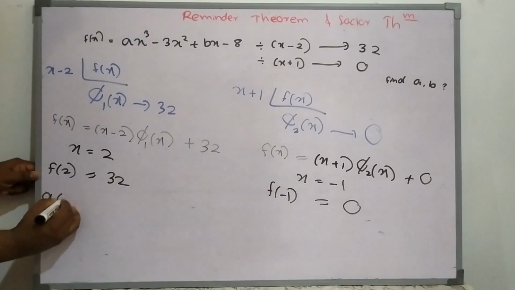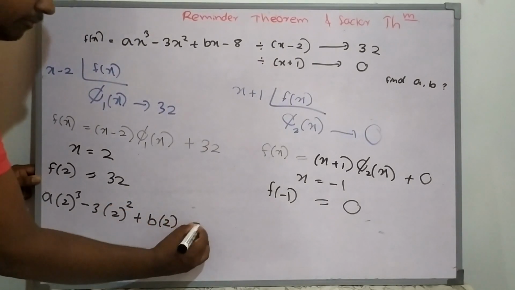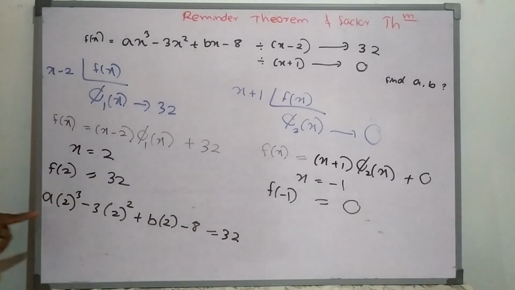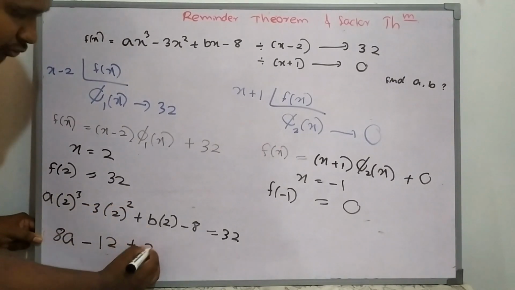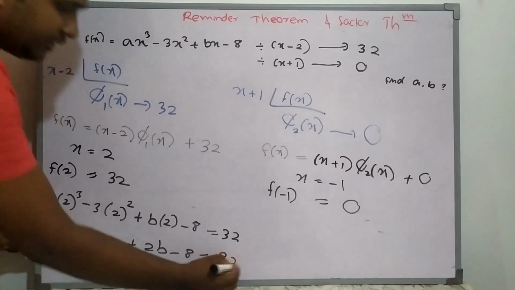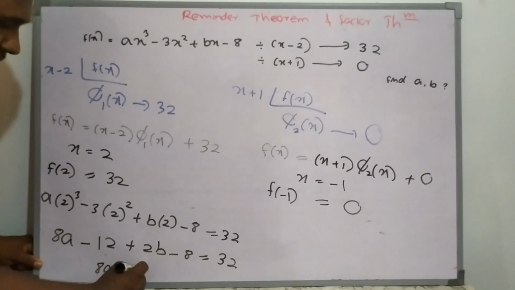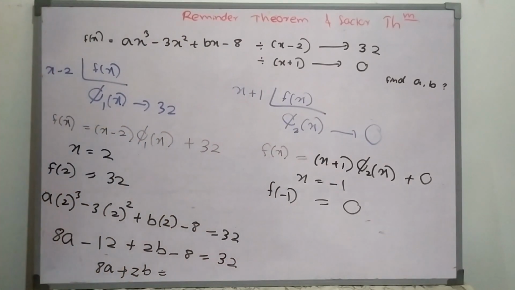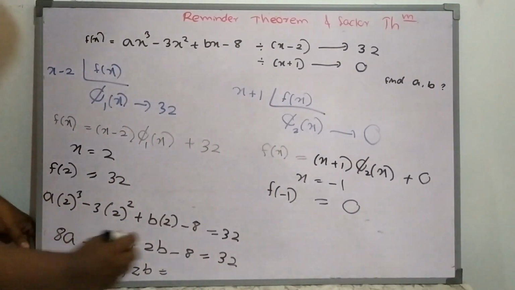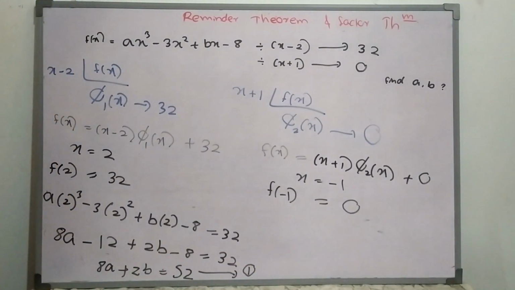Then it's 2 cubed a minus 3 times 2 to the power 2 plus 2b minus 8 equals 32. So what is this? 2 to the power 3 means 8a, minus 4 into 3 is 12. This is 2b minus 8 equals 32. Here it's 8a plus 2b minus 12 minus 8 is 20, so 20 goes to the other side. Then it's plus 20, 20 plus 32 is 52. This is my equation number 1.